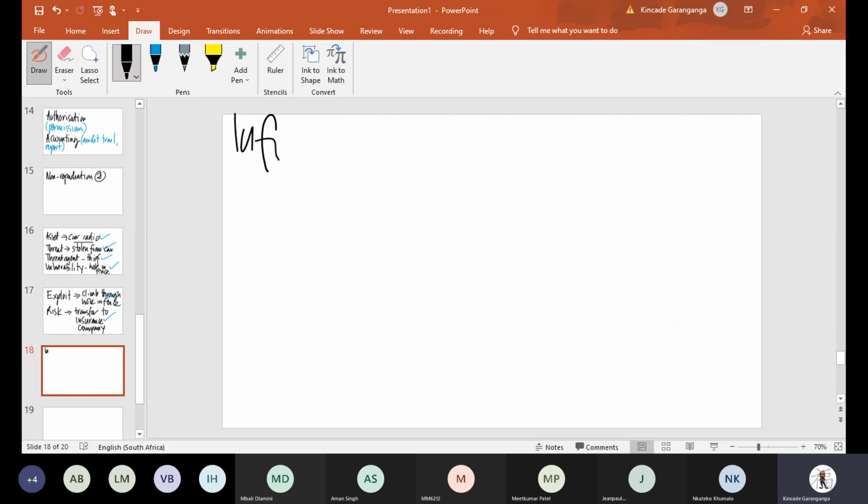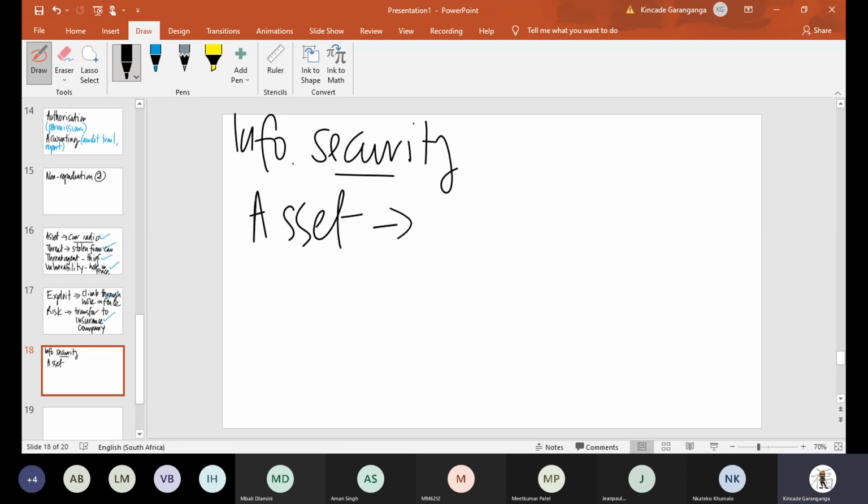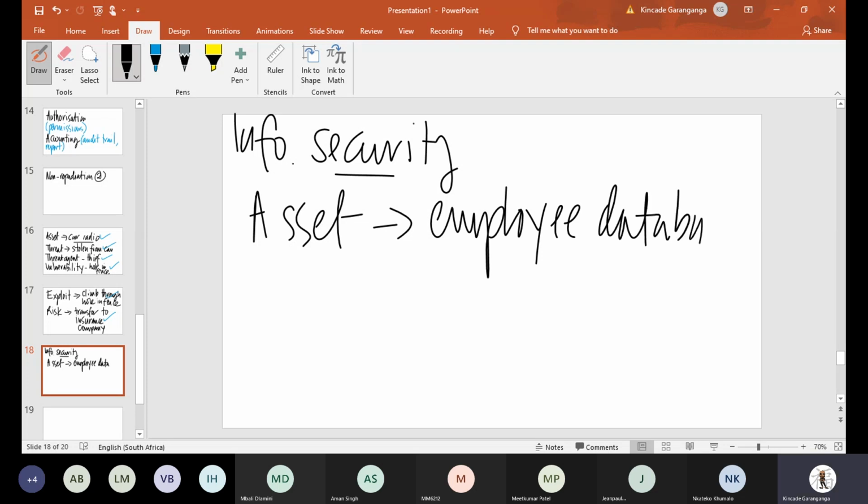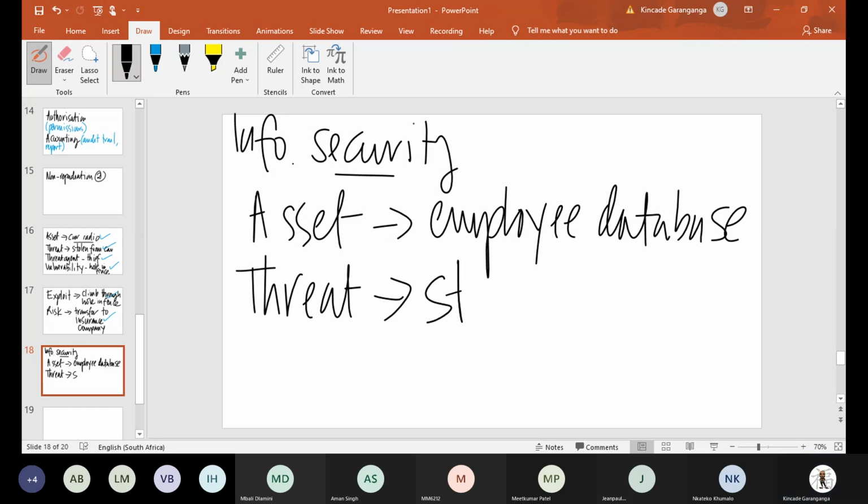So here, let's put this as information security. We'll still have the asset. What's a typical example of an asset when we're discussing information security? We talked about an employee database. So employee database, that's the actual asset or the data that we've got incorporated. And if you go back to discussing the threat, right? What's happening with the threat? This data being stolen. So the threat is steal data.